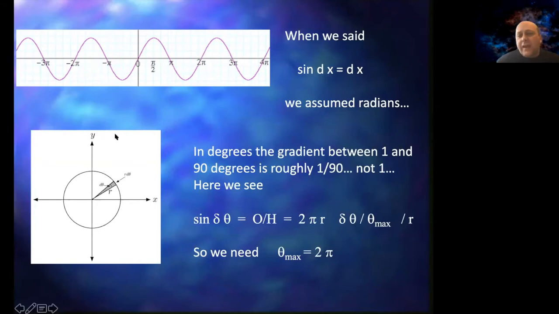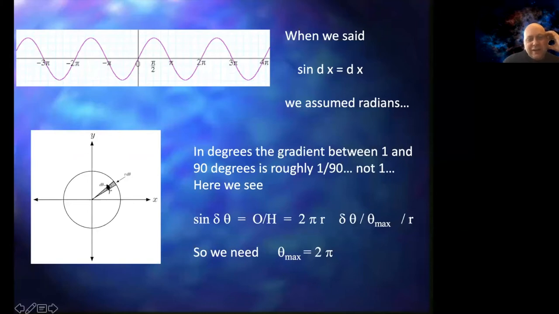Now, the problem with calling it 360 is that if I actually come and look at the gradient here, we know it's zero at zero, and it's one at 90 degrees. So at least roughly, this gradient is one divided by 90. It's really small. So in degrees, this isn't a line at 45 degrees. It's a very, very shallow line. And that's just inconvenient. So instead what we do is we choose values for 360, which make this a 45 degree line. And it turns out that the way to do that is to make the maximum angle as you go round a circle 2 times pi.